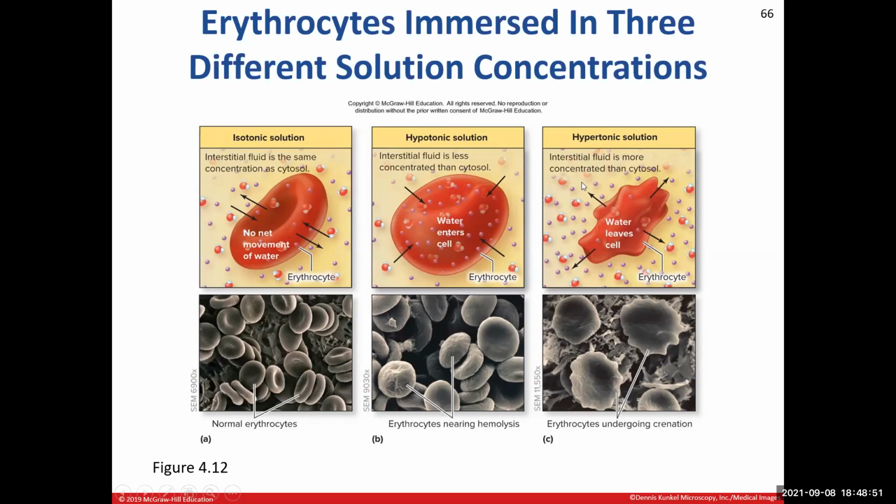Then finally, we take our red blood cell and drop it into a hypertonic solution. That means the solution has way more solutes outside the cell than inside the cell. So water is going to leave because it wants to go towards the higher solute concentration, because that's where there's a lower water concentration. So it leaves, the cell shrinks, and we undergo crenation.